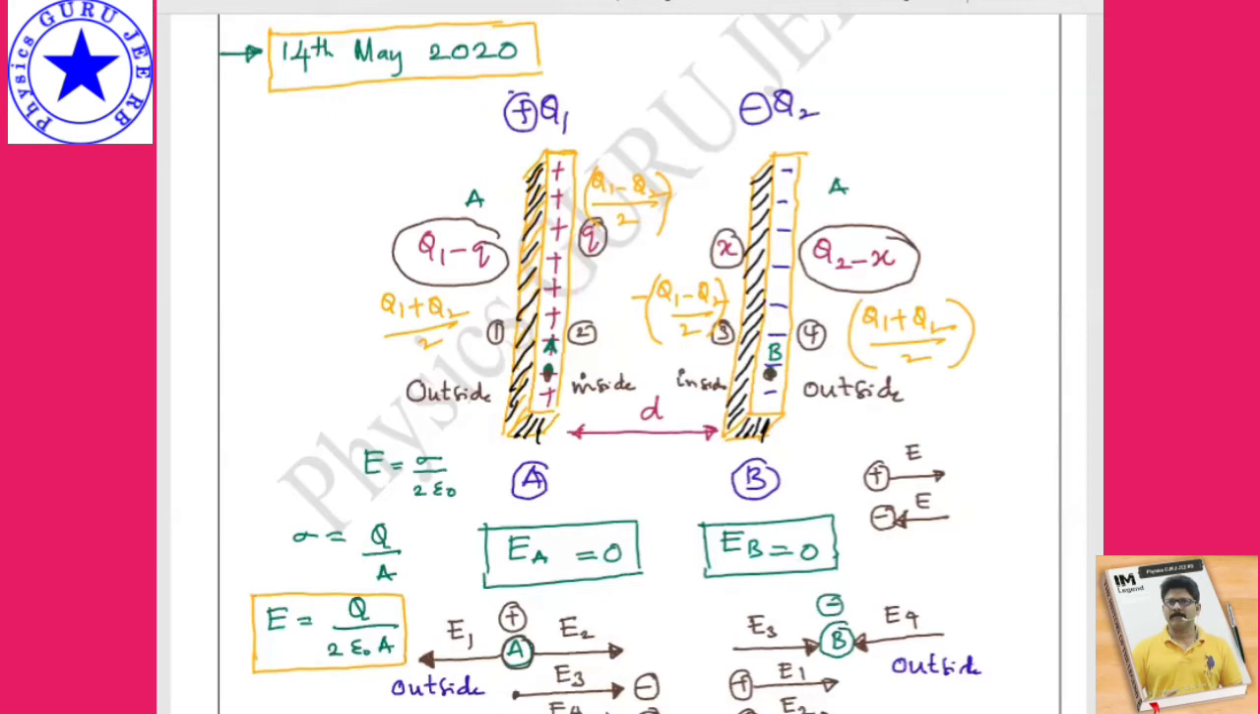On the third surface minus q2, that is opposite charge is developed. Again opposite charge is developed there. Hope this is clear, all of you. Once you can check it out. If you have still any doubts, let me know.